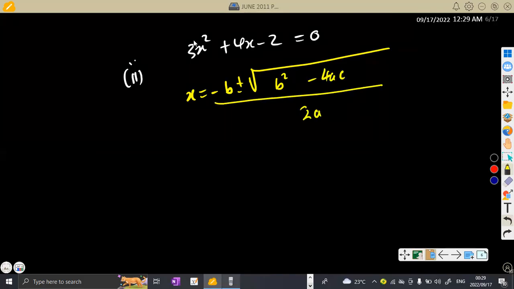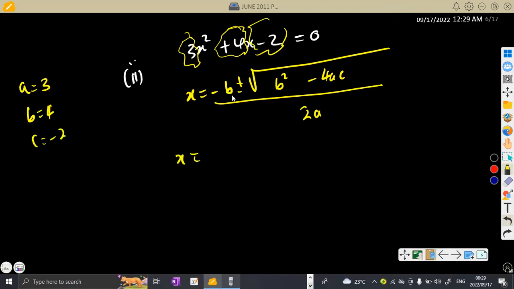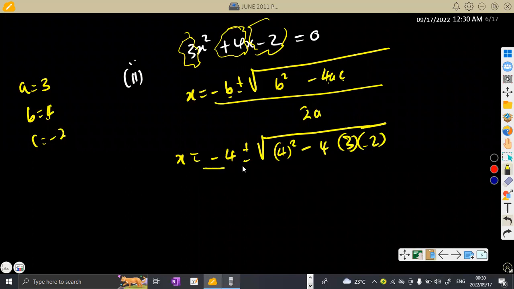So in this case, we need the value of a, which is the coefficient of x squared. So a is equal to 3. Our b is the coefficient of x, which means our b is 4, and our c is the constant, and the constant is -2. So x is equivalent to minus b, which is -4, plus or minus the square root of b squared minus 4ac. So your b squared is 4 squared minus 4 times a, which is 3, times c, which is the constant of -2, everything over 2 times a, which is 2 times 3. So that's what you're going to have.